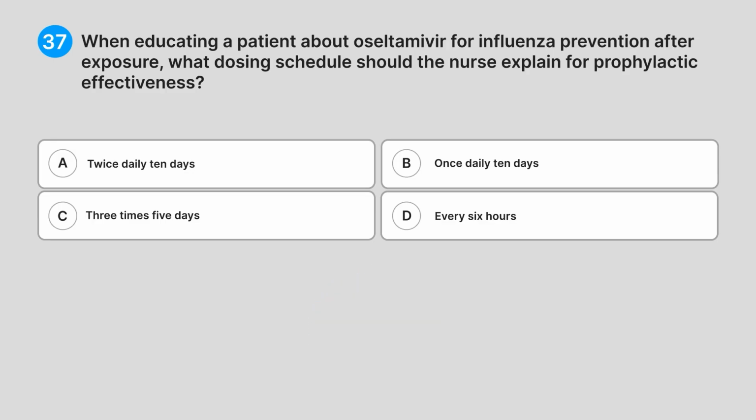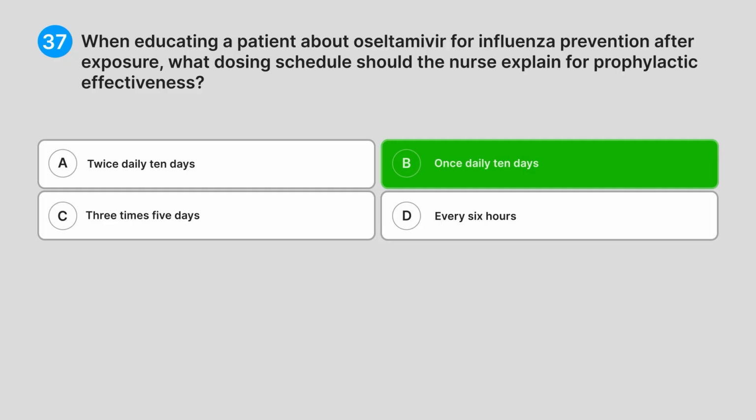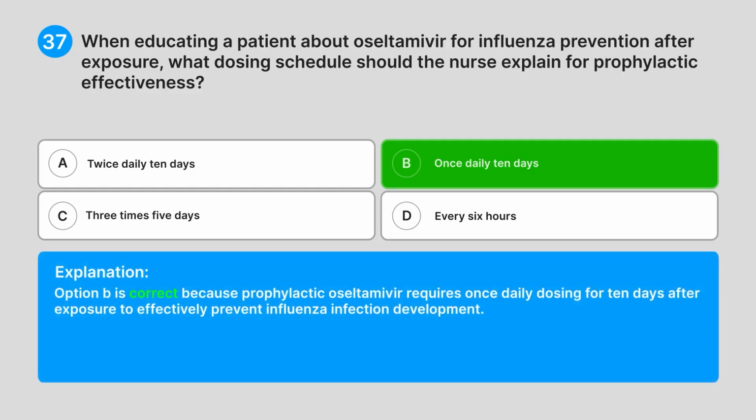Correct answer, B. Once daily 10 days. Explanation: option B is correct because prophylactic oseltamivir requires once daily dosing for 10 days after exposure to effectively prevent influenza infection development.